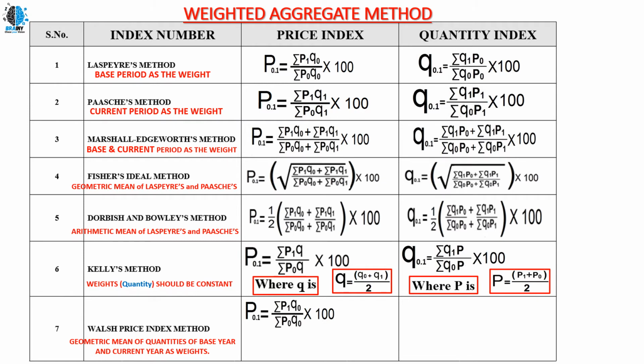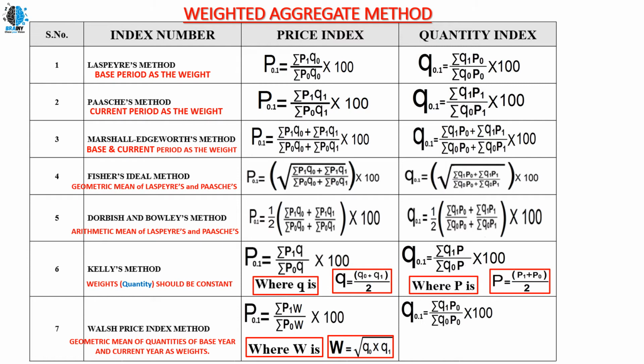Let's see. We have the same Laspeyres formula. In this we are having Q0. Instead of Q0, in the formula on the denominator we will be having W. So what is this W? This W is equal to the square root of Q0 into Q1. So we are going to find the geometric mean of the quantities, Q0 into Q1, that is called the weight, which is given to the denominator of the formula.